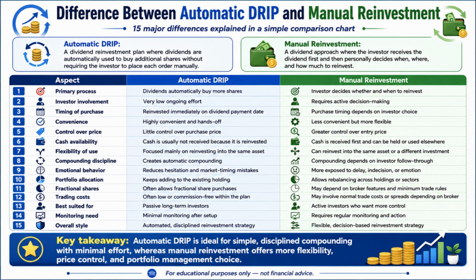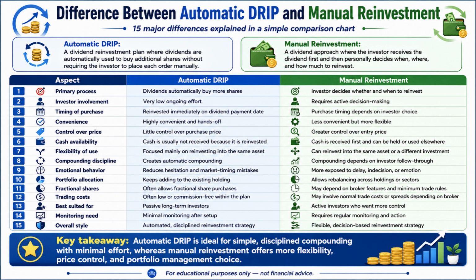Number 9. Automatic DRIP reduces hesitation and market timing mistakes, whereas manual reinvestment is more exposed to delay, indecision, or emotional investing behavior. Number 10. Automatic DRIP keeps adding to the existing holding over time, whereas manual reinvestment allows the investor to rebalance the portfolio across different holdings or sectors.